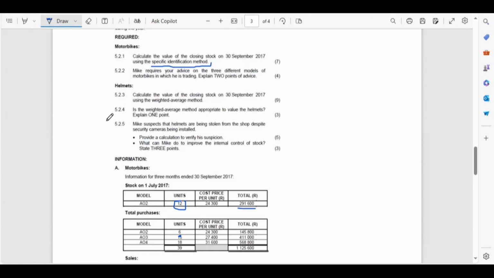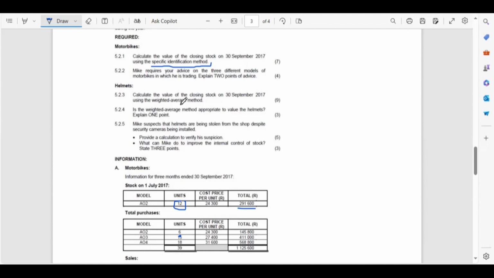Now let us start with the specific identification method. With regard to your specific identification method, we said you're going to make use of it whenever you're selling inventory which is unique, right? Meaning that you have different kinds of inventory which is unique, and that inventory can be specifically identified, like for instance, the model of your vehicle. Now, with regards to helmets, these are similar items, meaning that the specific identification method won't be applicable in this case, right?